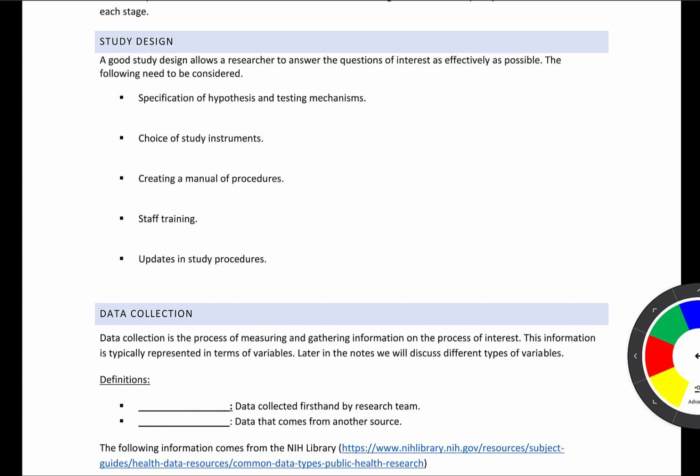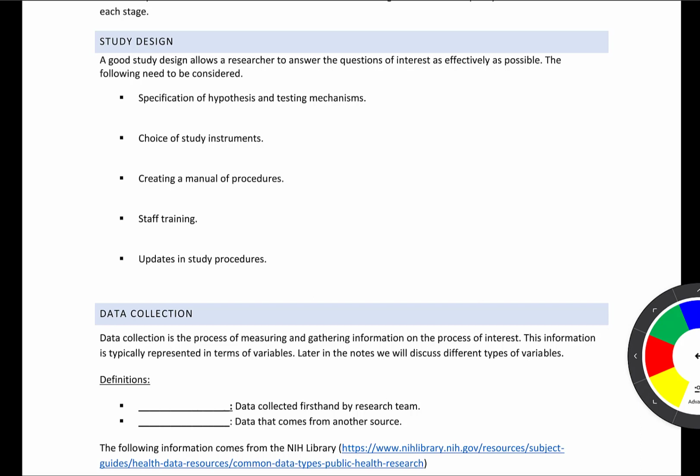Starting out, one of the things we want to talk about is the specification of the hypothesis and the testing mechanism. Hypotheses are stated according to the questions of interest. This is why it's so important that when we start a research study, we narrow down what question it is that I'm trying to answer. The more specific the question is, or the more well-defined the hypotheses are, the easier it's going to be to collect data that is going to help us answer that question.